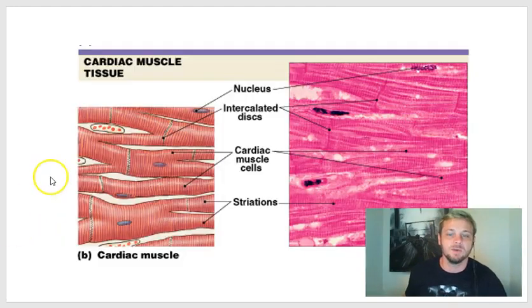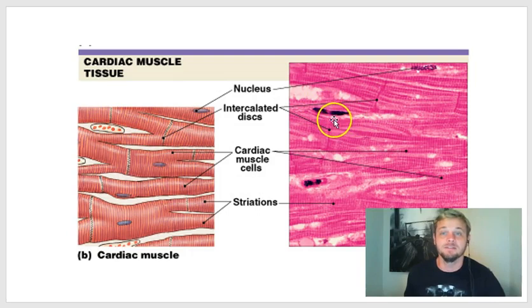So if we look at it this way, these cells are also branched. So you can see how it's branched right here. Those intercalated discs between the cells. This right here, that's actually a blood vessel, because your cardiac muscle really needs a lot of blood, a lot of oxygen to continually pump. So it has a good blood supply.